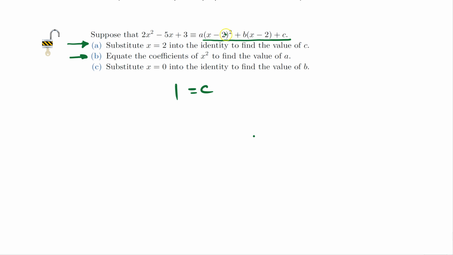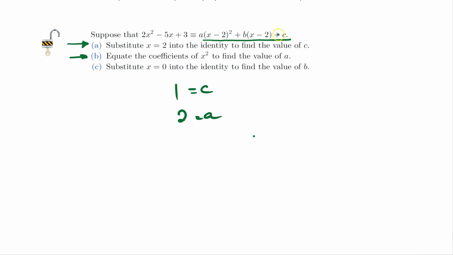So if I look at this here, if I did expand this bracket out, we know it would just be x squared. So on the right hand side, I would have ax squared and a whole lot of other stuff. And on the left hand side, I've got 2x squared. So therefore, obviously, a equals 2. So I've got 2 of those coefficients.